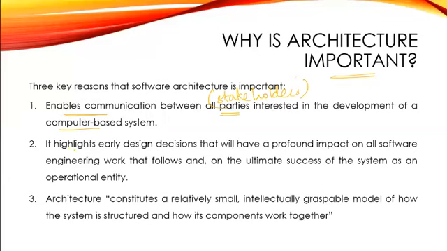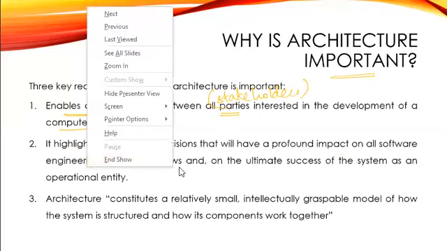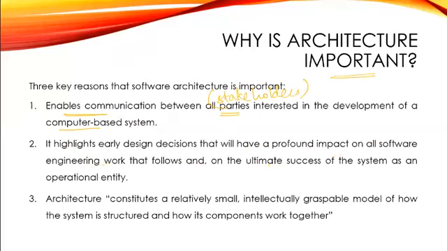Then the next one is it highlights early design decisions that will have a profound impact on software engineering work, that flow, and the ultimate success of the system as an operational entity. So as you're making an architecture, it is going to tell you whether the design that you're following is going to be successful or not, whether it is going to embed all the different requirements of the end user or not. You'll get to know whether the different requirements are there or not, or whether they are fully functional or not, when you make an architecture design.